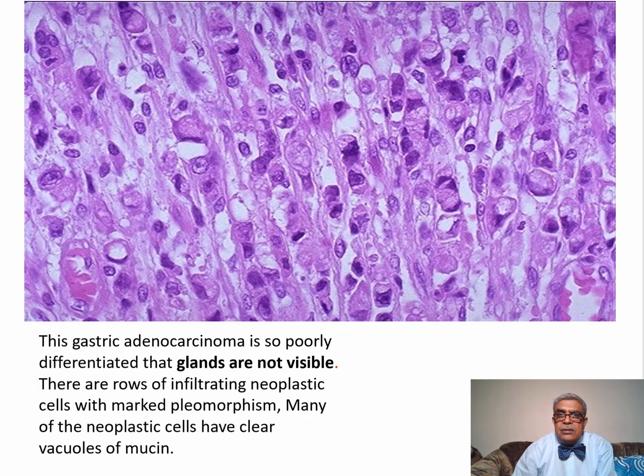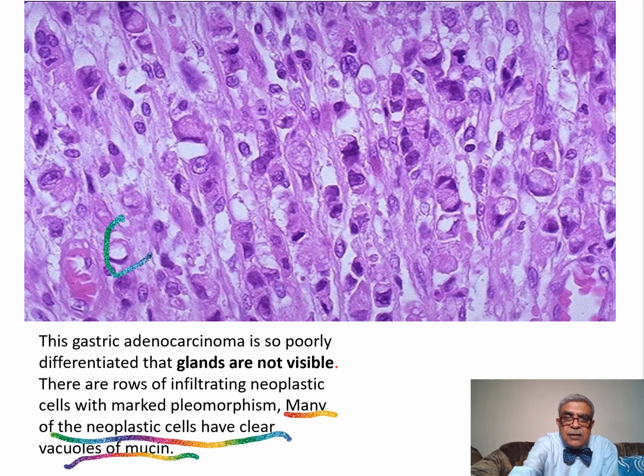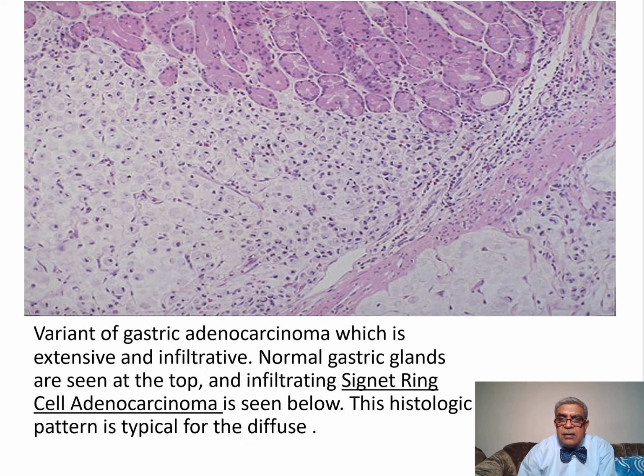stromal reaction. Now this is a tumor in which you hardly find any glands, and it's a poorly differentiated tumor, so the glands are not visible. There are rows of infiltrating neoplastic cells with marked pleomorphism, and many neoplastic cells have clear vacuoles of mucin. No gland formation. Glands are not visible. Again, as I already mentioned, this is a variant of adenocarcinoma of the stomach, the diffuse type, which is extensive and infiltrative.